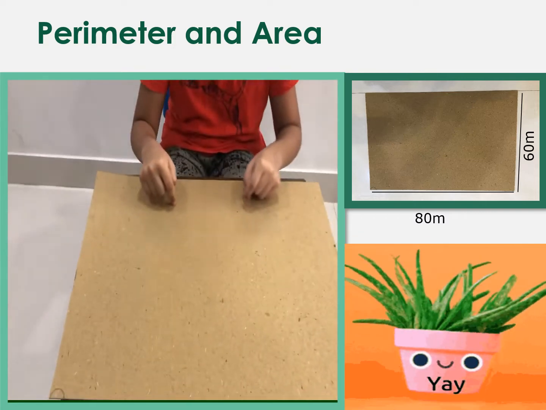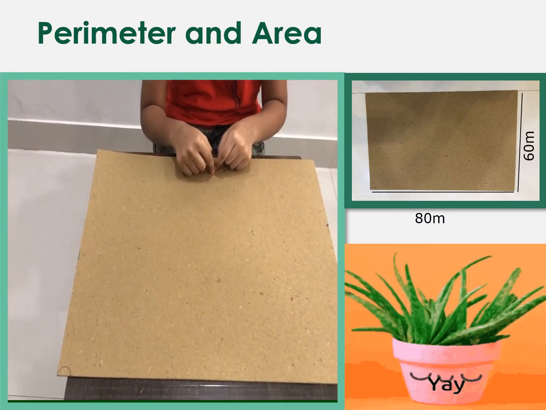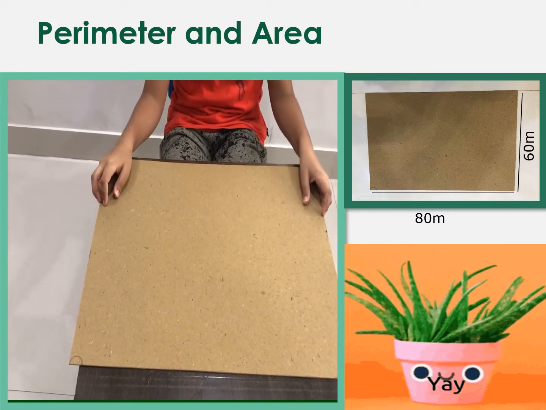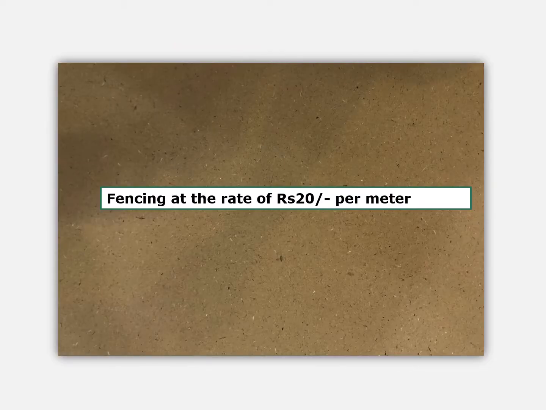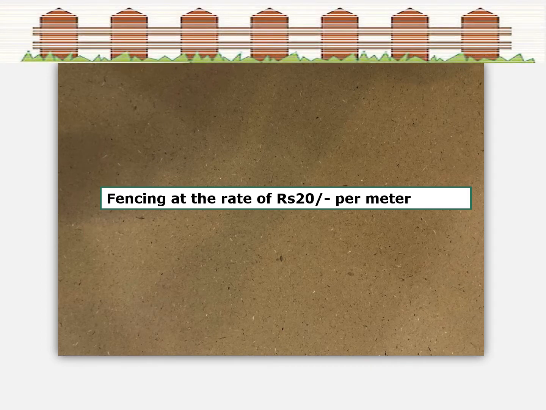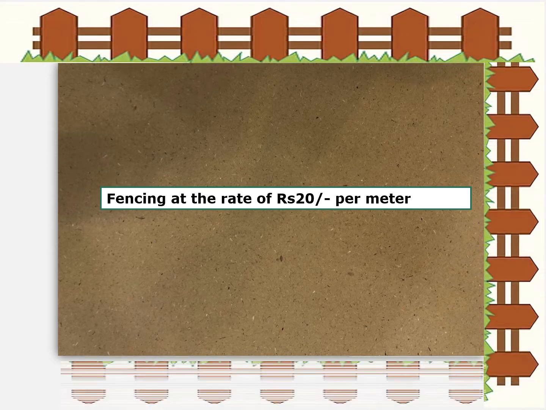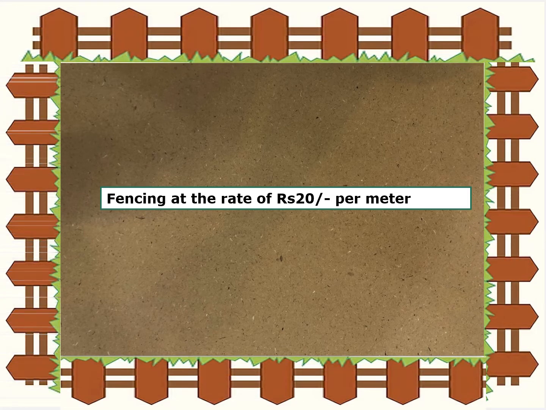A rectangular plot with length 80 meters and breadth 60 meters. I am going to put a fence around my plot which costs rupees 20 per meter. Can you help me find the total cost? Let's see.